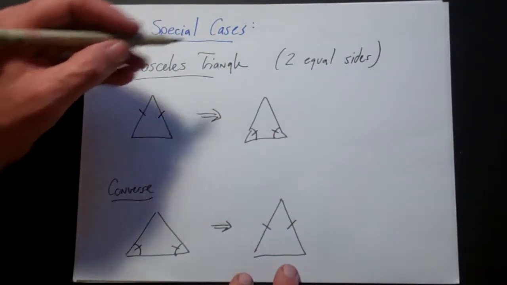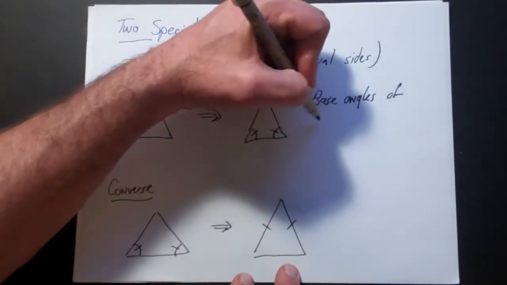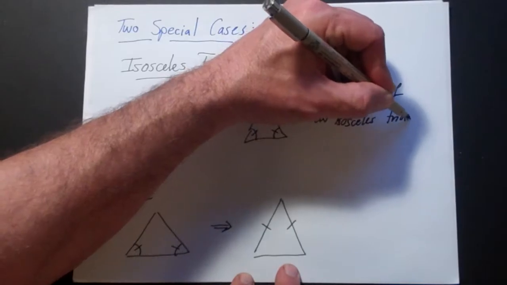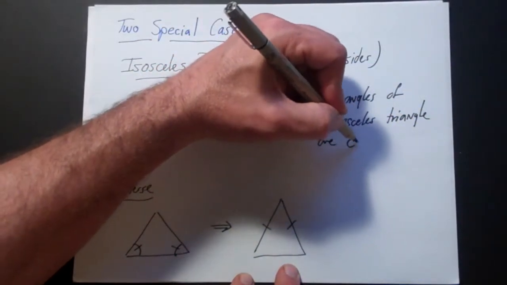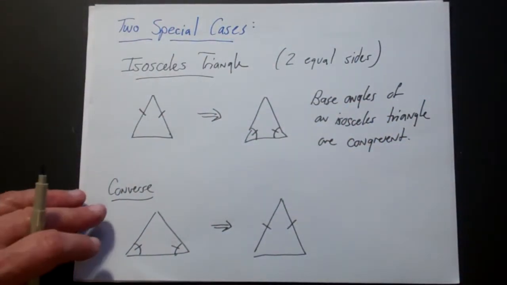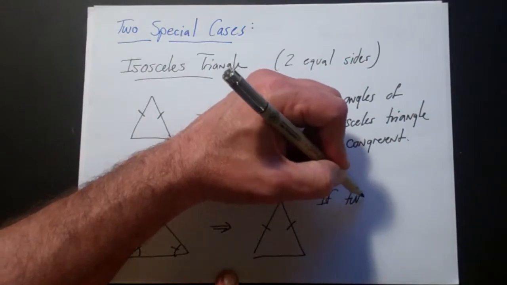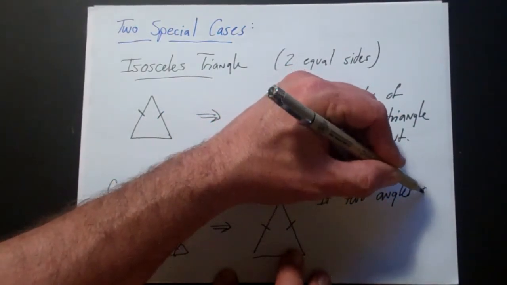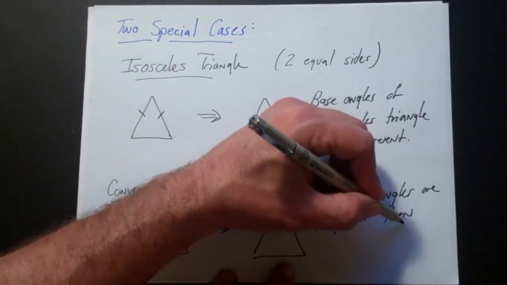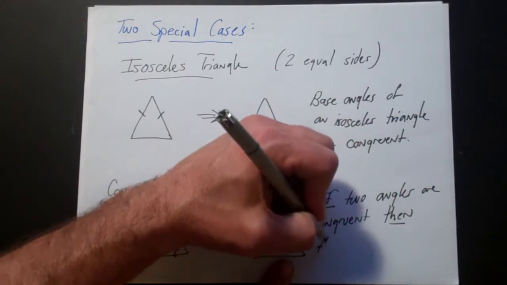The common way the isosceles triangle theorem is written is that the base angles of an isosceles triangle are congruent. And the converse is often written: if two angles are equal, or two angles are congruent, then, notice the if-then structure, the sides opposite are congruent.